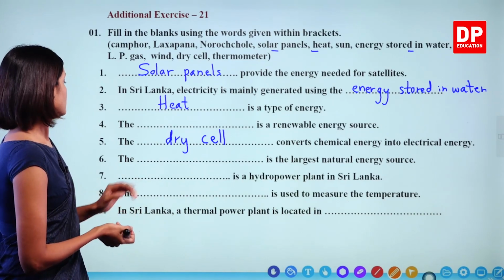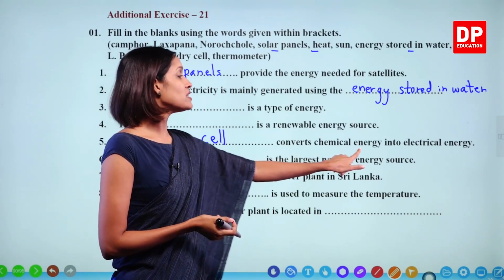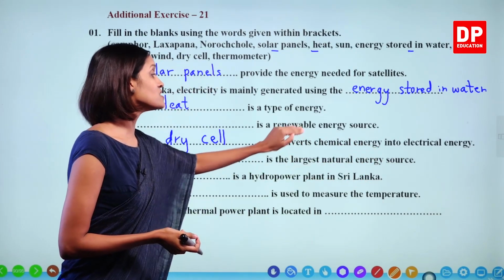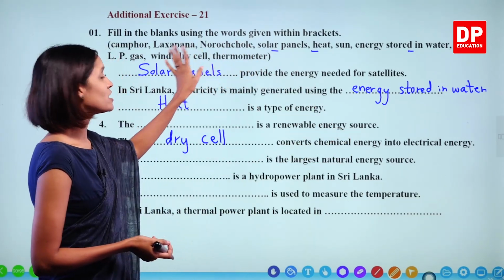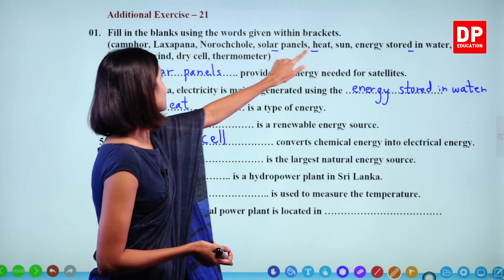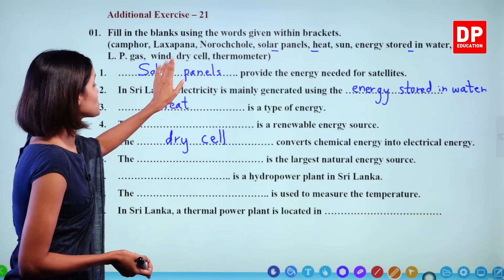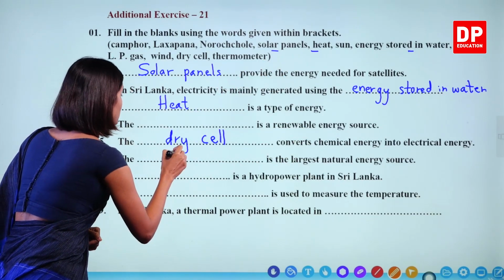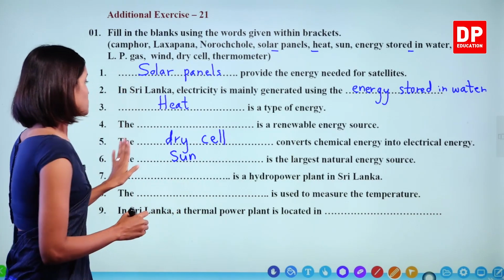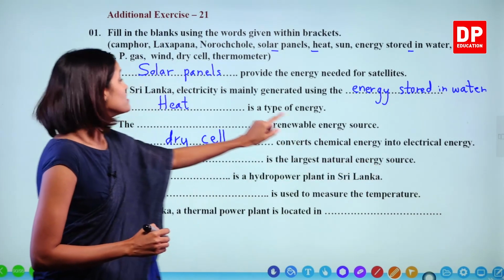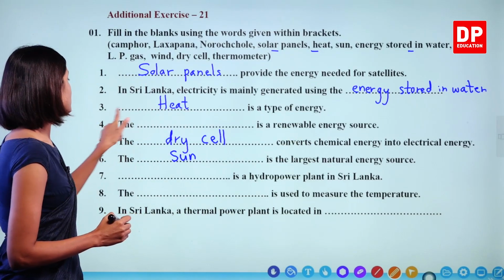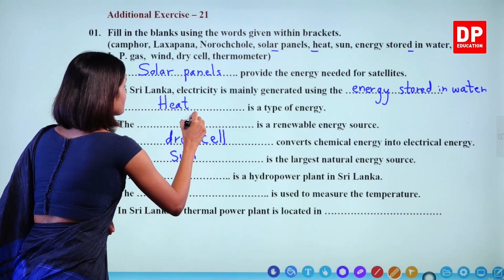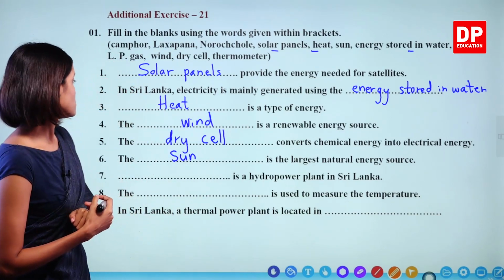Number 6 is the largest natural energy source. Again, we have to write an energy source, but it is the largest natural energy source. Now here we have two energy sources remaining, that is sun and wind. So out of these two, what is the largest natural energy source? Obviously that is sun. So the sun is the largest natural energy source. So here, as I told you, we left number 4. Therefore, we can write wind over here. The wind is a renewable energy source.